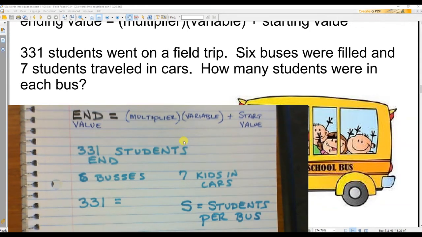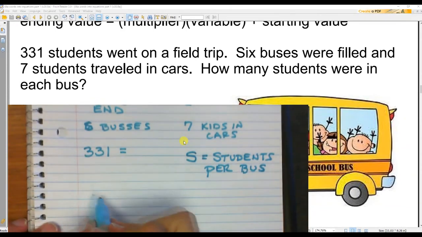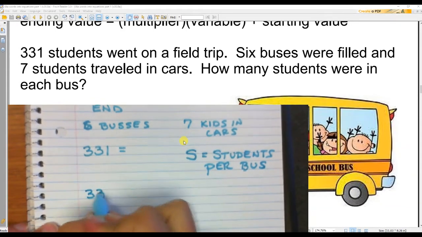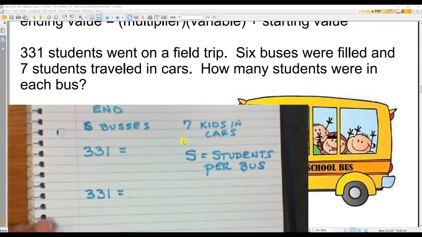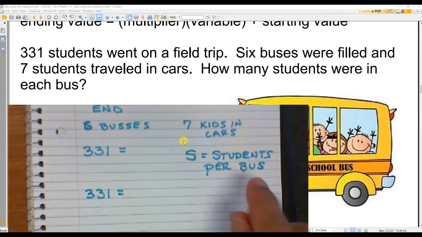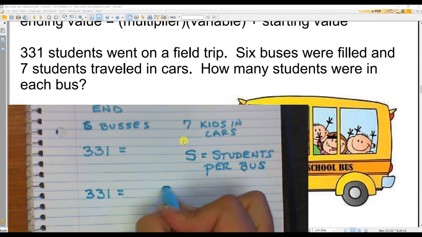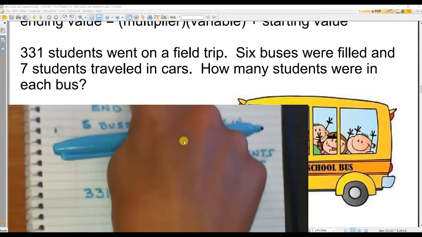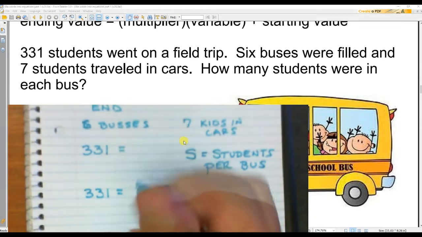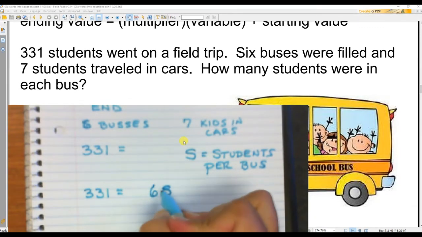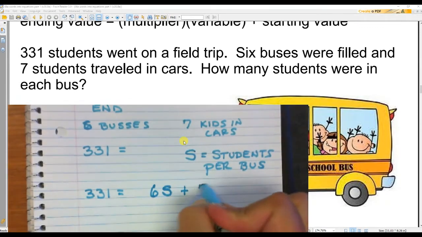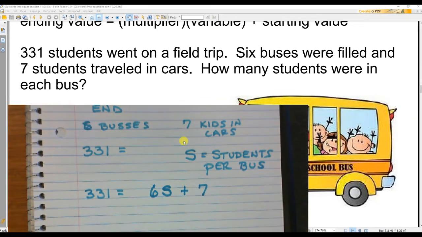So let me start down here again. 331 is how many kids we ended up with. Our variable is S per bus. We need to multiply that by something. We need a multiplier. Well, how many buses were there? There were 6 buses. So 6 S plus the 7 kids in a car. That models it. 6 buses times the number of kids in a bus plus 7, because those kids are in the car, equals a total of 331.